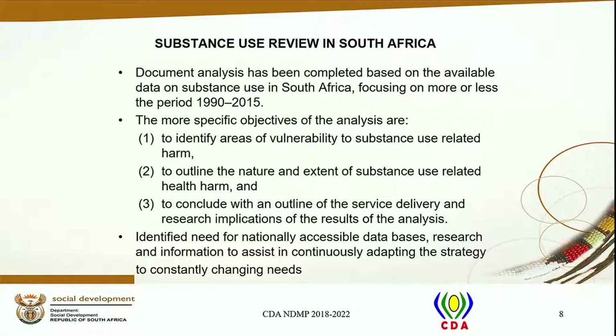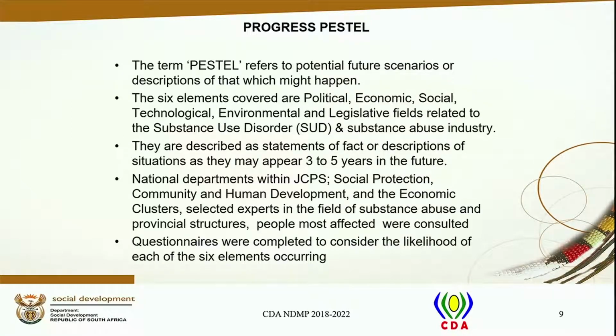So the review of the South African situation was done where we looked at the documents and more specifically the objectives of the analysis to identify the areas of vulnerability, outline the nature and the extent of substance abuse, and to conclude with an outline of the service delivery and research. We identified the need for a nationally acceptable database, which we don't have, and that's what I spoke about earlier, where we need to have something that we can use as a reference, and information to assist in continuously adapting the strategy, because what we are determined is that this will be a living document and will have to be reviewed on a continuous basis in order to keep ahead of the changing environment that we're finding ourselves in, particularly at the moment.